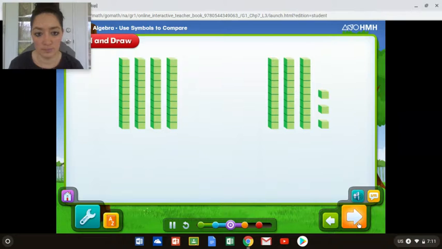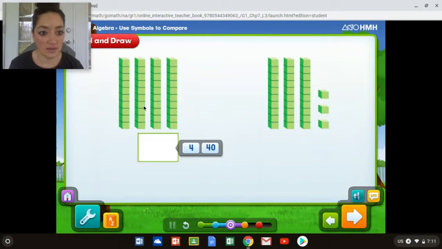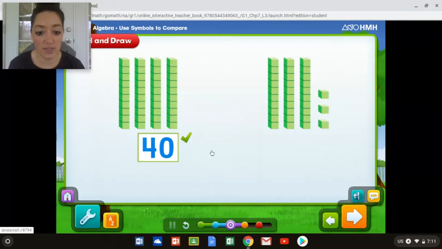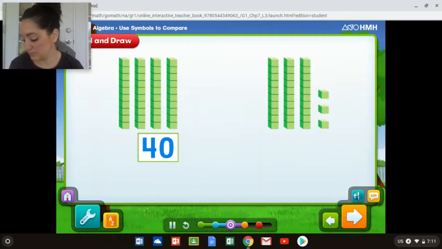Here are two models. Count the number of 10s in the first model. Notice there are no 1s. Which number does this model show? Select your answer. We have 10, 20, 30, 40. Do we have 4 or do we have 40? We do have 4 sticks, but if you look, there are 10 cubes in each stick. So we have 40. That's right. This model shows 4 10s. 4 10s is equal to 40.